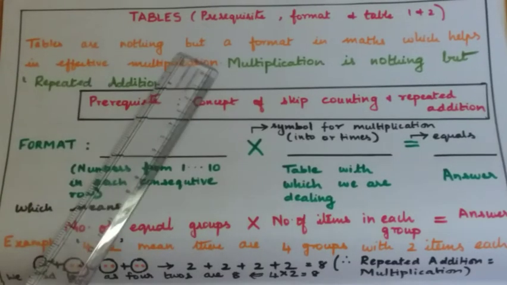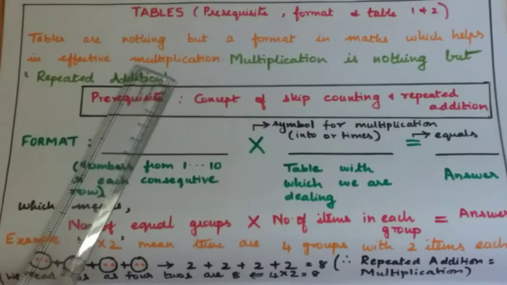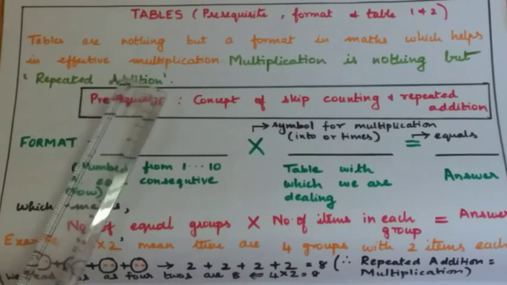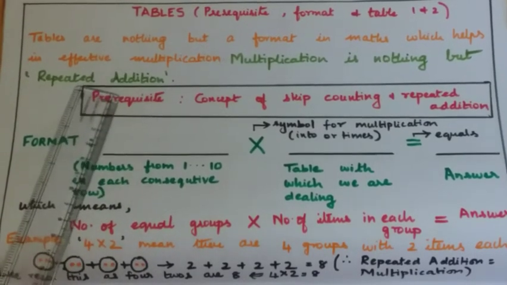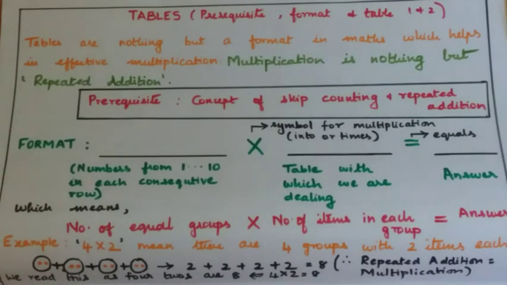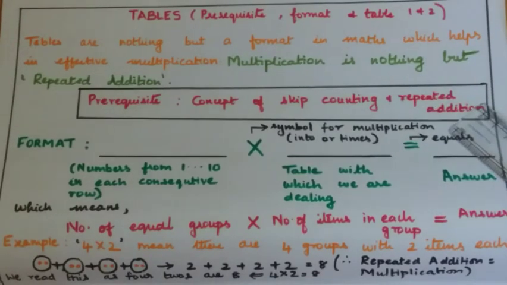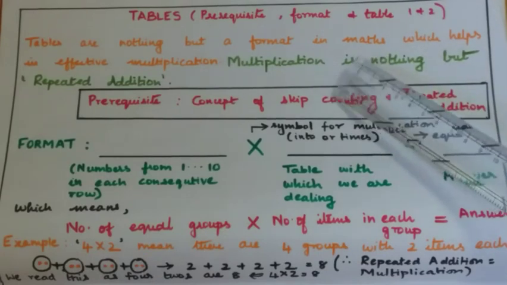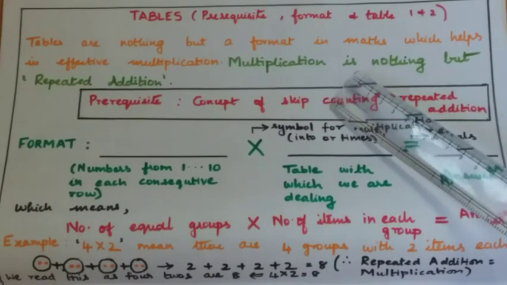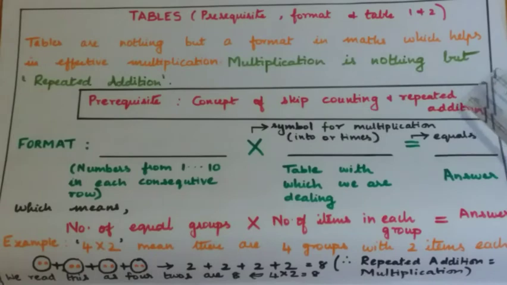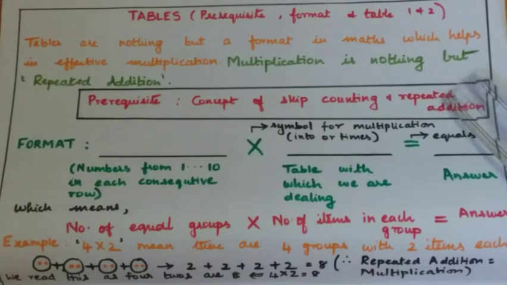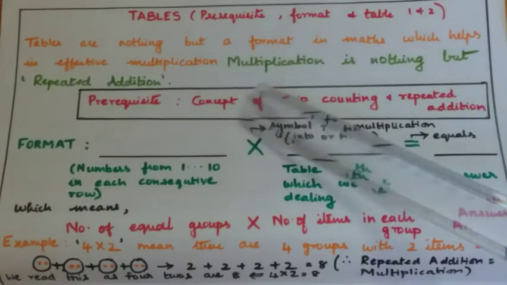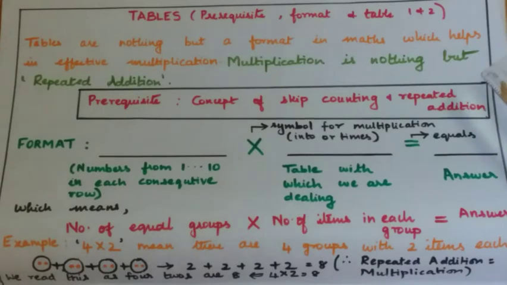Tables are nothing but a format in maths which helps in effective multiplication. Multiplication is nothing but repeated addition. The prerequisite for introducing tables is that the child should be clear with the concept of skip counting and repeated addition. I have shared a detailed video of both the concepts. Please have a look at those videos to ensure that the kids are clear with those concepts before you introduce the concept of tables to them.